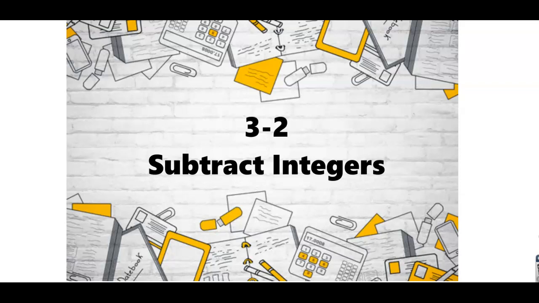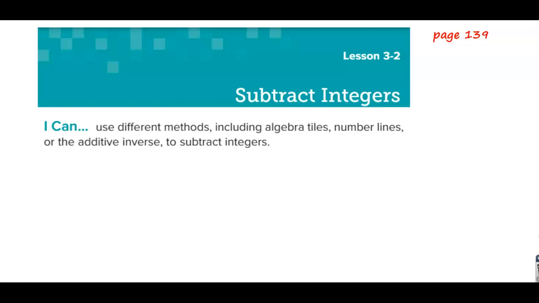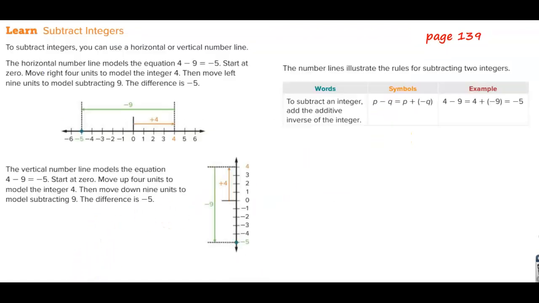In this section, we're going to be going through the reveal pages and completing the notes in our workbooks. This section starts on page 139, right? And your I can statement is I can use different methods, including algebra tiles. Those are our two-color counters. Number lines, which we'll look at in the reveal pages, or the additive inverse, which is the keep, change, switch that we've been using to subtract integers. So you're already doing the algebra tiles and the additive inverse. We just need to learn the number lines, which is covered here in these reveal pages.